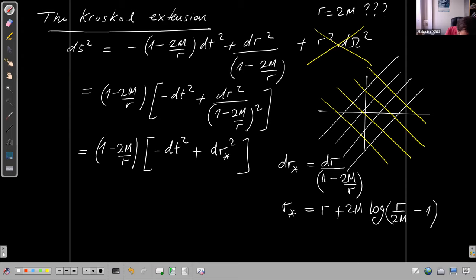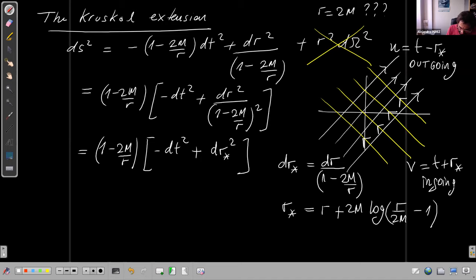We use null coordinates. We introduce u, the retarded time, t minus r star, which would be constant along these outgoing null geodesics. And we introduce v equals t plus r star, which will be constant along these ingoing geodesics. So in terms of these null coordinates, you have to think of 1 minus 2m over r as a function of the new coordinates, implicitly given. I'm not going to write it. It's hard to write explicitly because of this expression, but we'll talk about it in a moment. So 1 minus 2m over r times minus du dv.